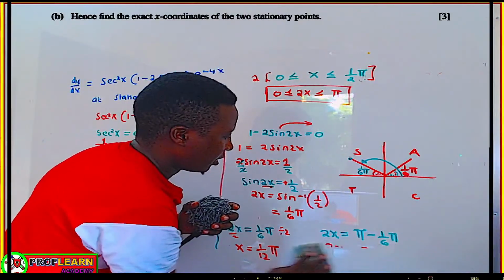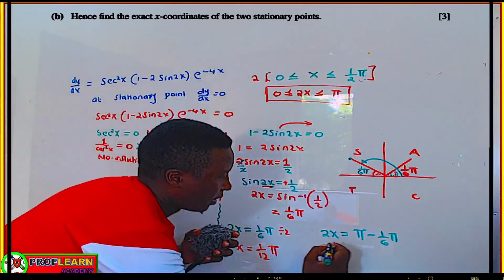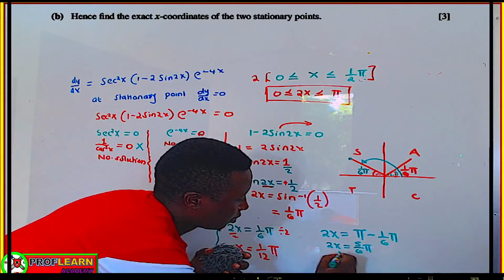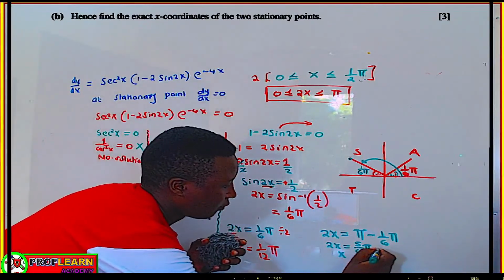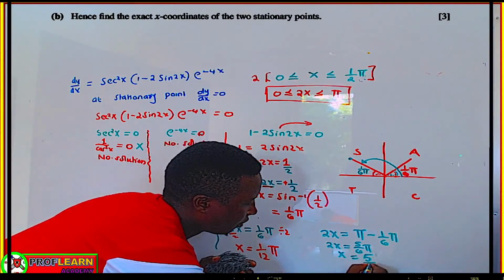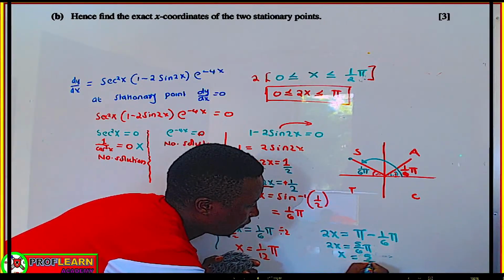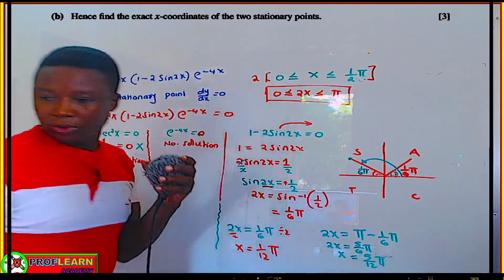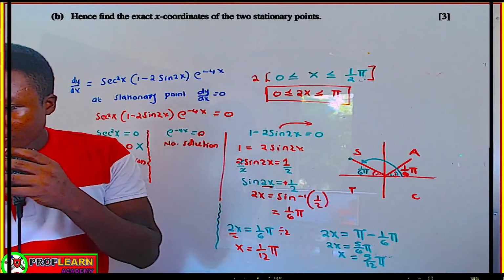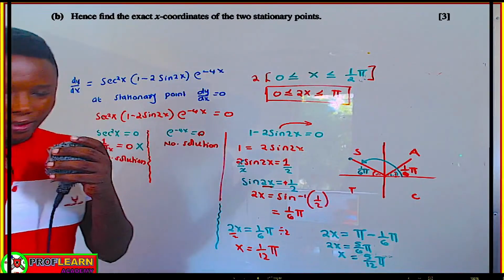I think it's not really clear down here, so I need to write it somewhere you can see. Here it's going to be 2x equals 5 over 6 pi. Now to get x, we divide this by 2, and we get our answer, 5 over 12 pi. Those are the two solutions you are expected to get in this particular question. Now this also brings us to the next question of interest.